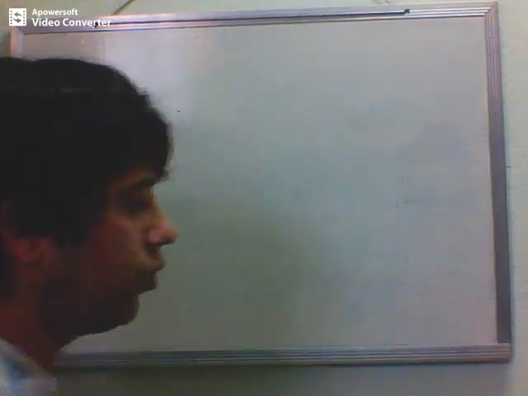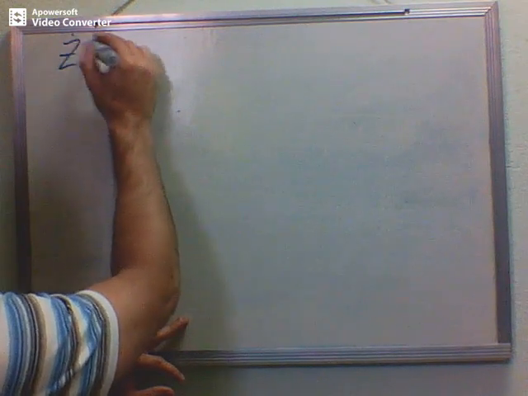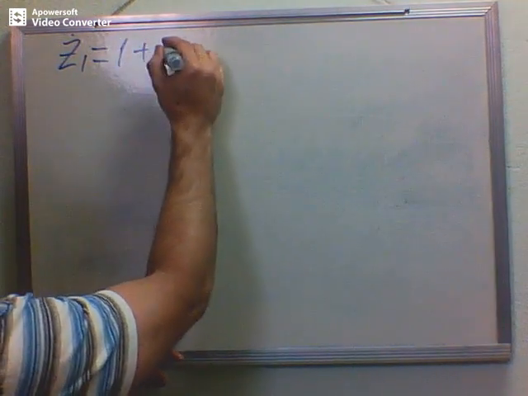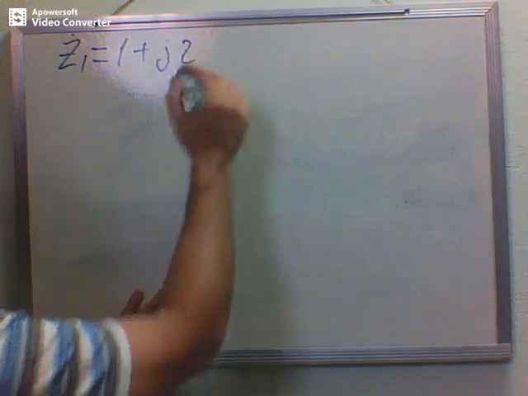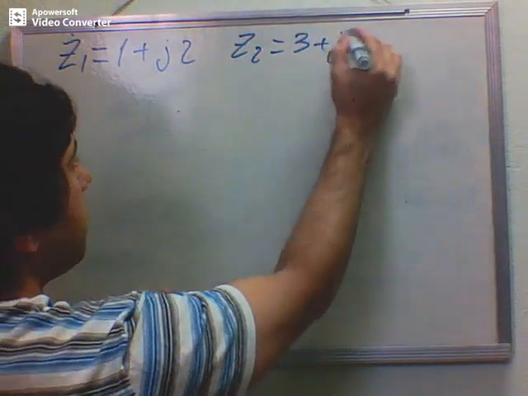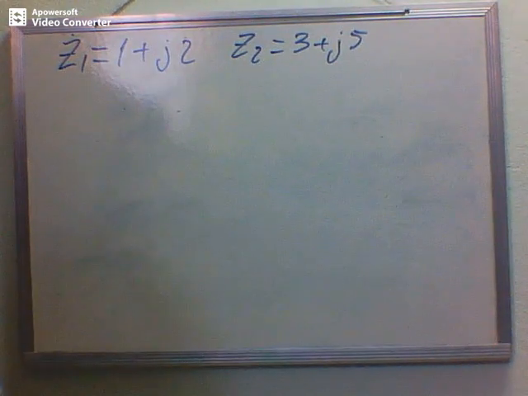But you tell me which one of the representations I'm going to prefer. It depends on the operation. Let's do some additions and subtractions. Imagine a complex number like this, and another one: 1 plus j2 and 3 plus j5.